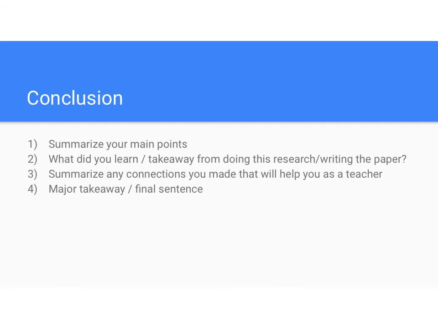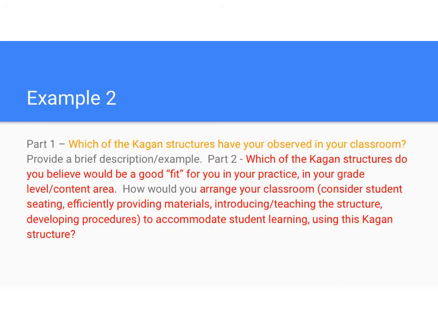Essentially, your conclusion should be about 4 or 5 sentences. You're going to, 1, summarize your main points. 2, what did you learn? What was your main takeaway from doing this assignment and collecting your data? 3, summarize any connections you made that will help you as a teacher. Again, applying it to your future practice. And 4, just like your major takeaway, your final sentence to wrap it all up. It can be something cheesy or something just kind of cool.